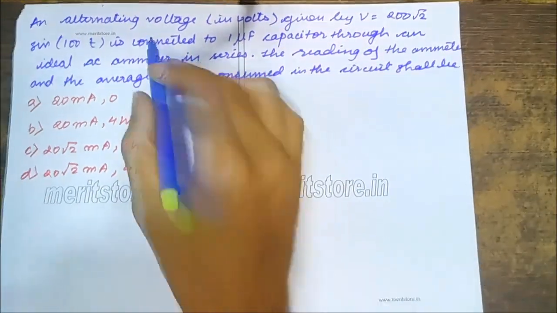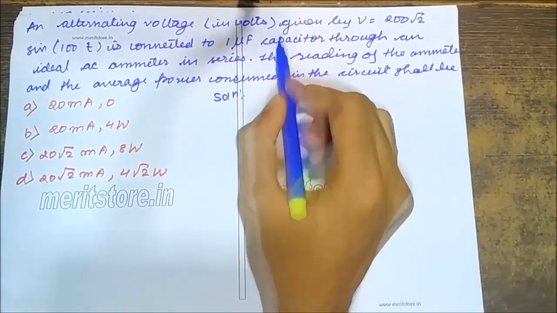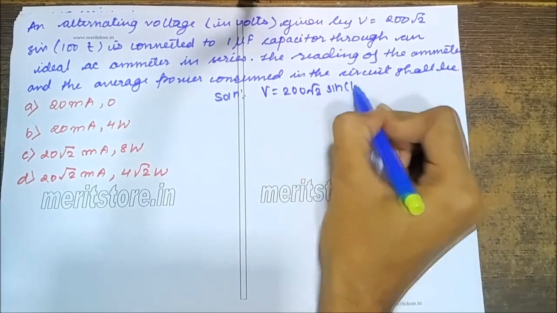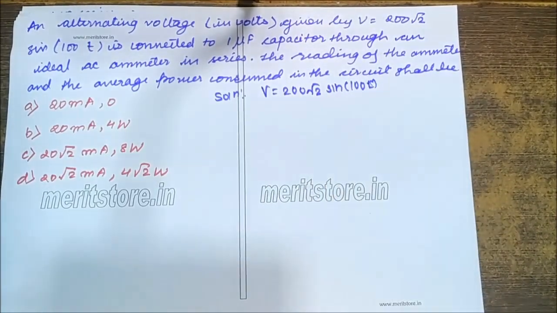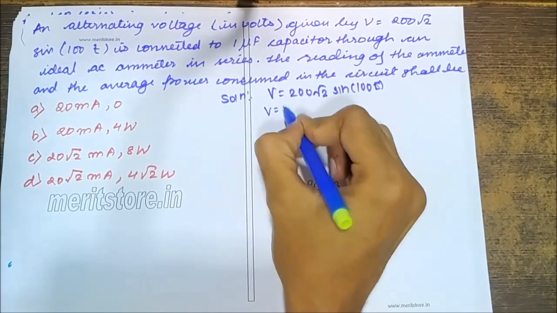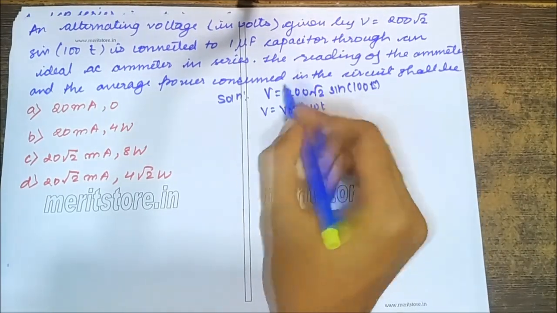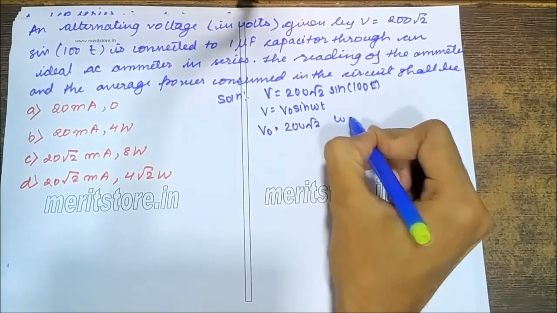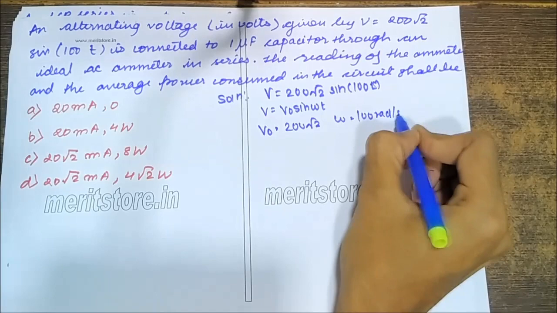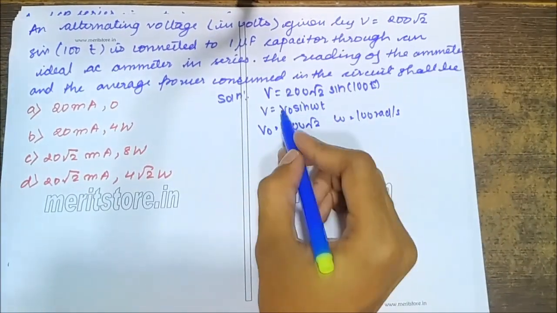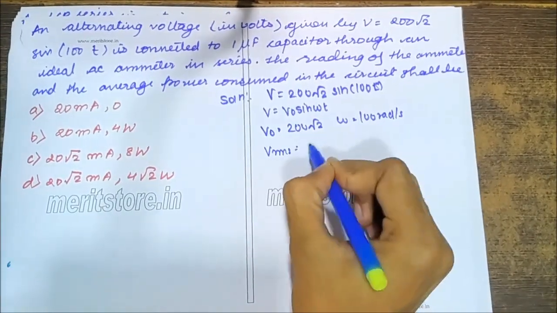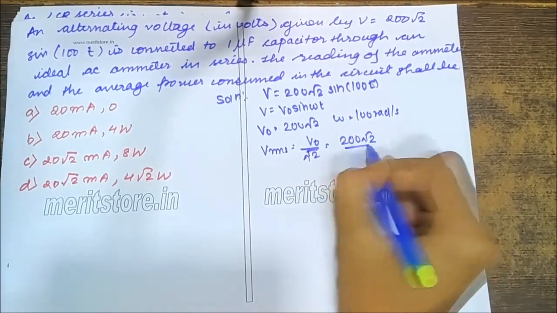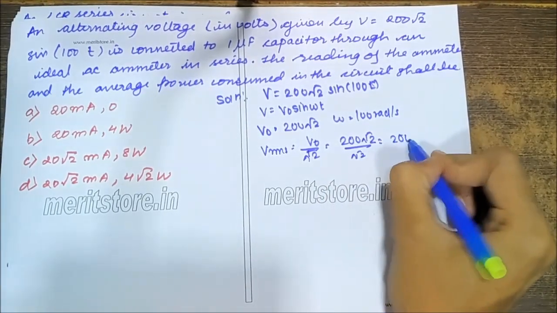What we have been given here is the alternating voltage, having the equation V equals 200 root 2 sine of 100t. Firstly, we'll compare this with the standard equation, V equals V0 sine omega t. So we get V0, that is the peak value of the voltage, to be 200 root 2. Again we get omega to be 100 radians per second. Next we find the VRMS value, that is nothing but the peak value upon root 2. So the peak value is 200 root 2 upon root 2, so we get the voltage to be 200 volts.